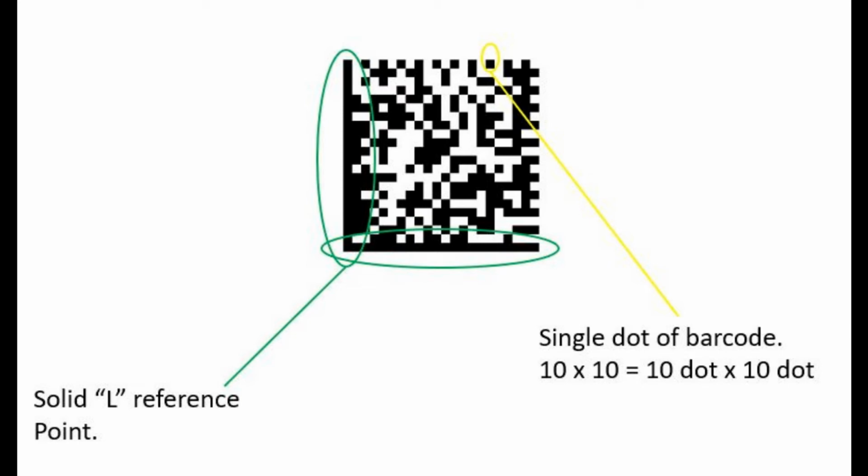The standard at the moment is around about 10 millimeters in size on a pack, but that can vary depending on the size of the packaging that you have to read and how close the barcode scanner can get to the packaging to read it.